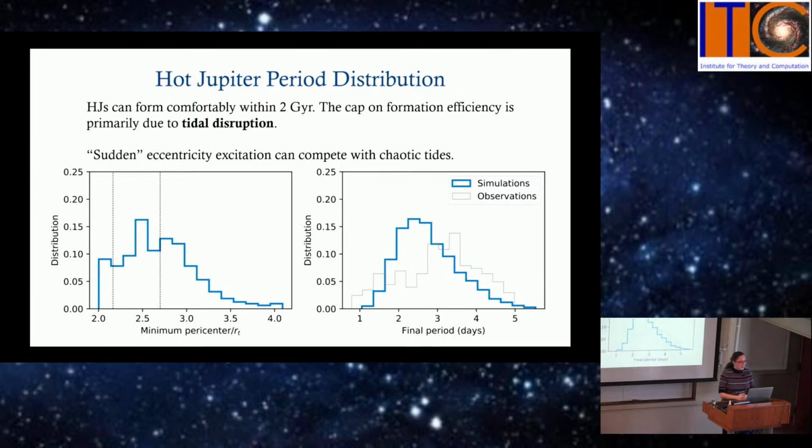So this plot on the left is showing you the minimum pericenter that's reached in a simulation that includes chaotic tides and secular chaos. So two different types of chaos here. Depending on what you choose for your criteria for tidal disruption, you might have 4.5% of the planets go on to form hot Jupiters or are not disrupted, or 2.1%. So it depends on what you choose for your tidal disruption criteria.